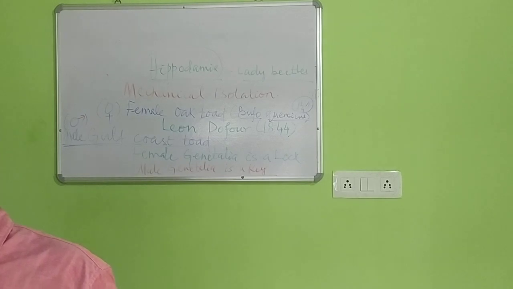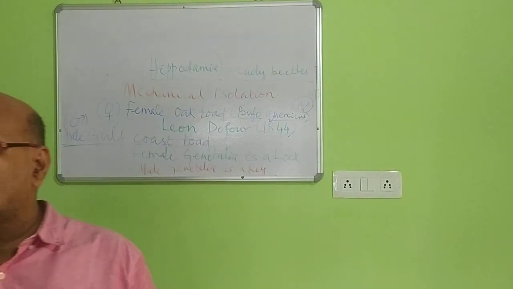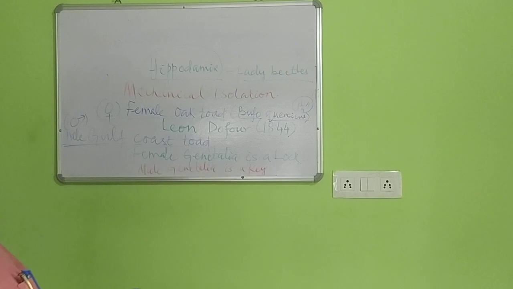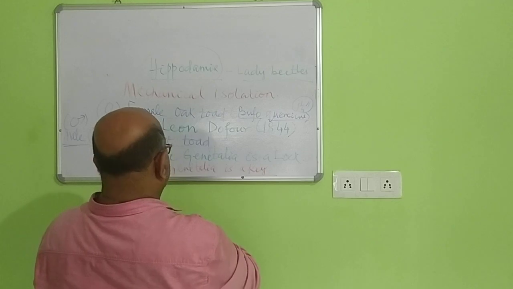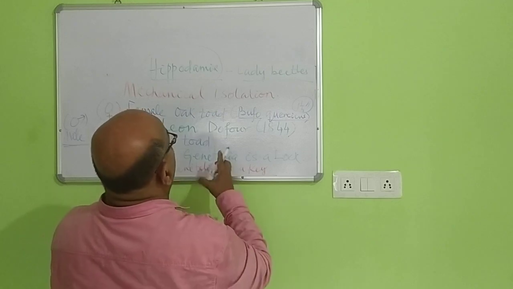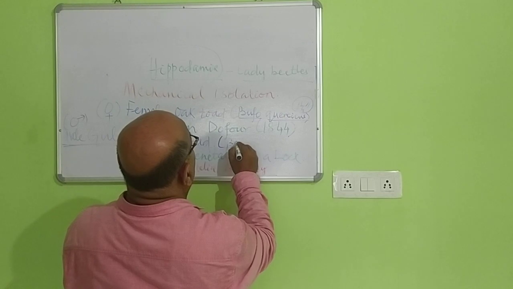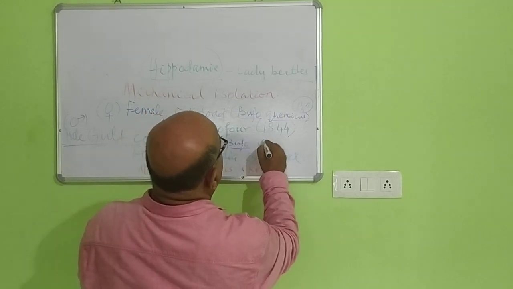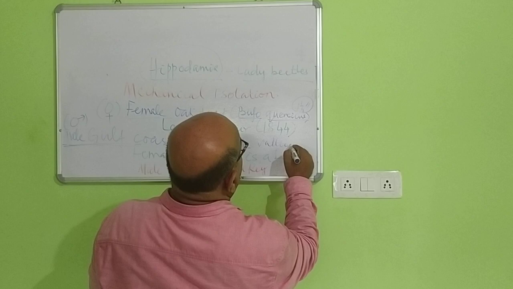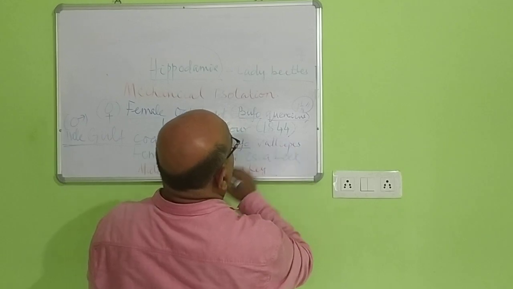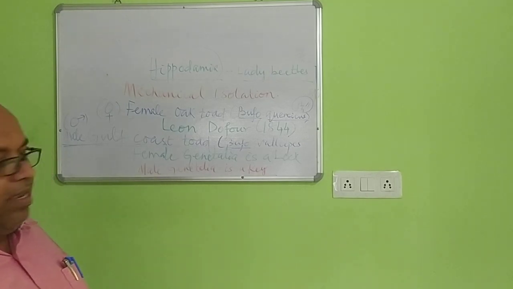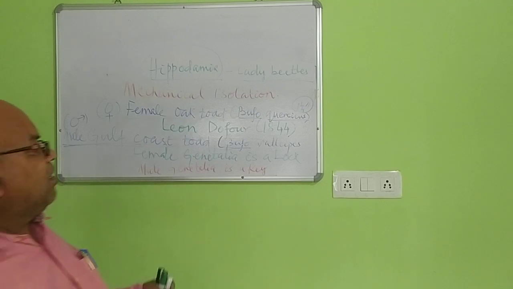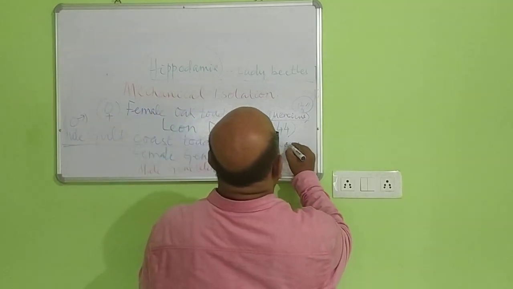With the small adult male of the Gulf Coast toad, which is called Bufo valliceps. Bufo valliceps, spelling V-A-L-L-I-C-E-P-S.